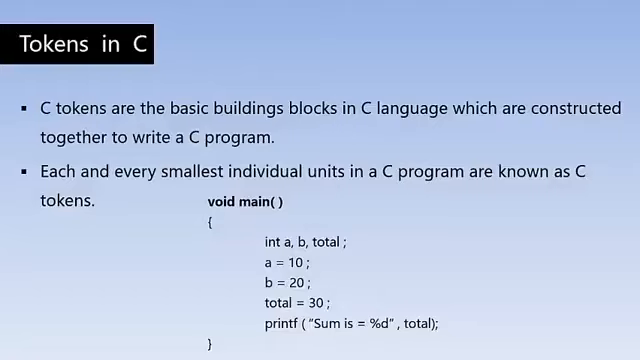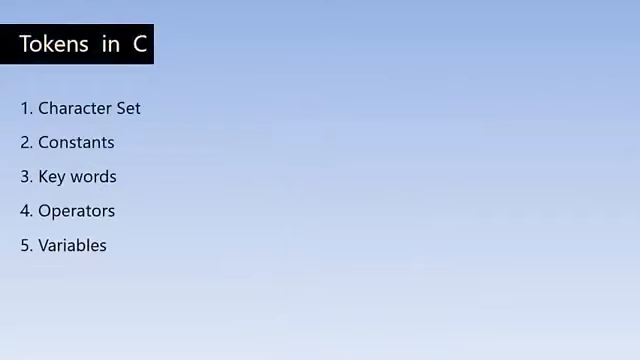So let us look at the different tokens in C language. These are the 5 major tokens, or you can call them the components of C language. First, the character set, then the constants, keywords, operators and variables. You must understand all of these concepts because we are going to use them in our future programs. First, let us look at the character set of C language. As we are English speakers, we have an alphabet in the English language, right, which is from A to Z.